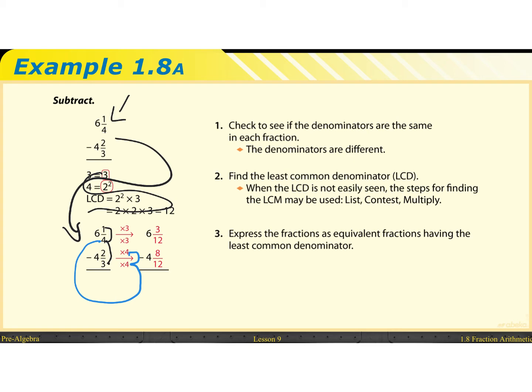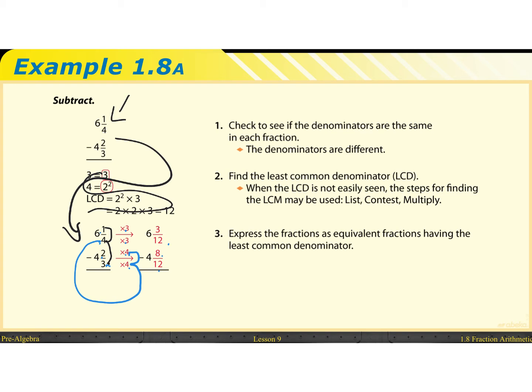When you do so, you get 3 times 4 is 12. 3 times 1 is 3. You have your 6. 4 times 2 is 8. 3 times 4 is 12. And then you have your 4. So you always want to begin with your whole numbers when you're subtracting. And so 6 minus 4 is 2.